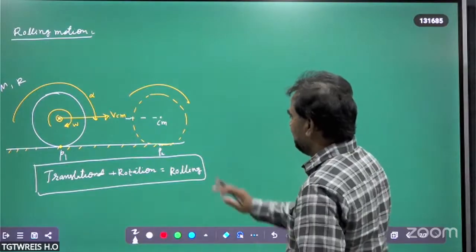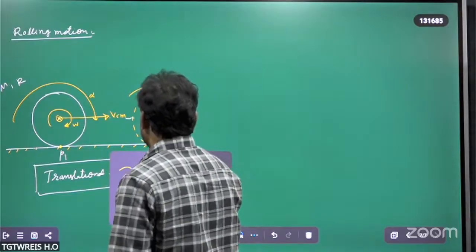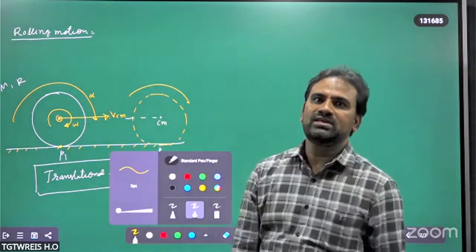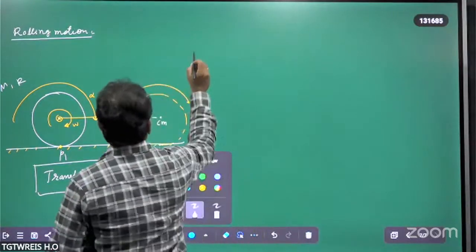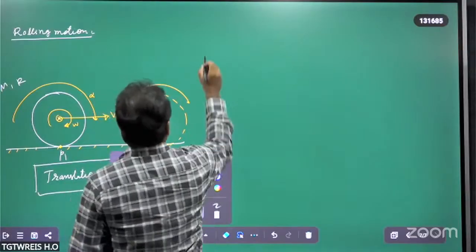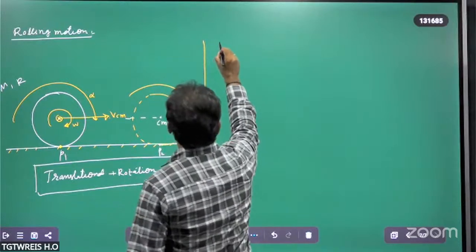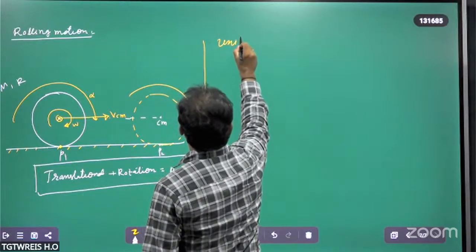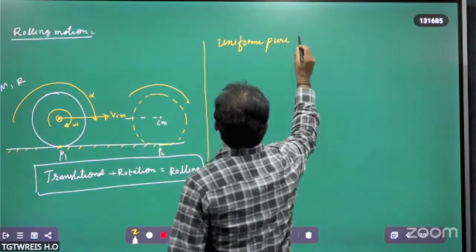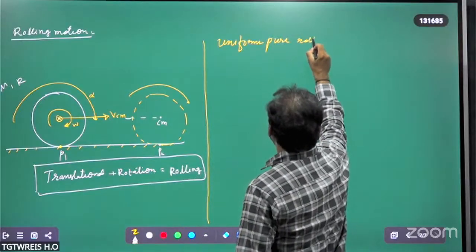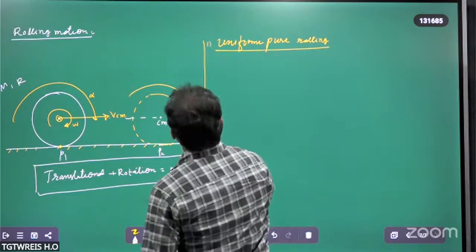Here, see, rolling has two types. One is uniform pure rolling, and the second one is non-uniform pure rolling. The first one is uniform pure rolling.